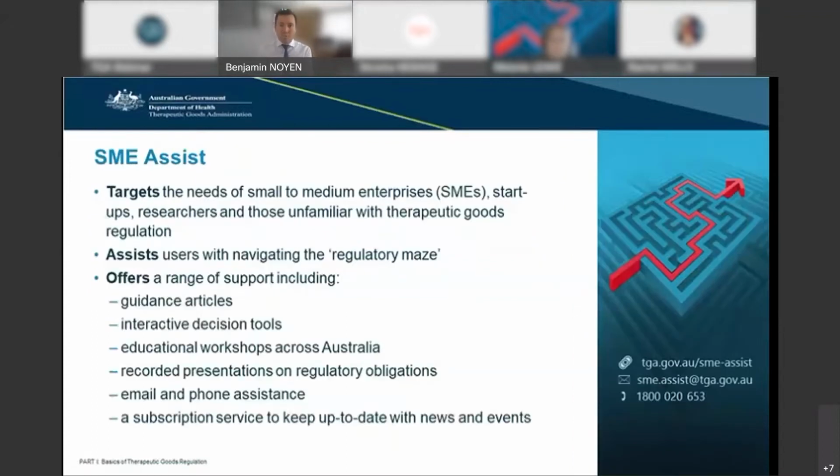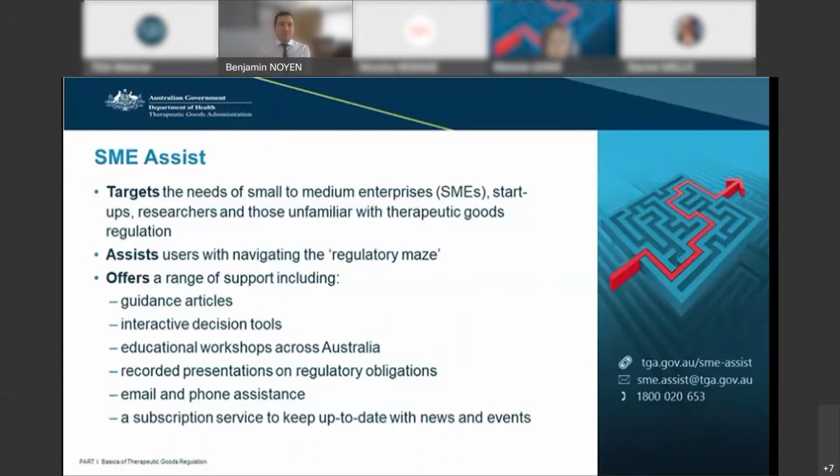We understand that therapeutic goods regulation can be challenging to navigate. We provide the SME Assist service at TGA to help small and medium enterprises, startups, researchers, and anyone who is new to regulation understand their responsibilities. Our team runs workshops which cover the basics of regulation, market authorisation, manufacturing, advertising, and post-market monitoring. We have recorded and published some of our previous workshops and also have pre-recorded material. You can find all of these on the TGA website under educational videos, on the SME Assist Hub of the TGA website.